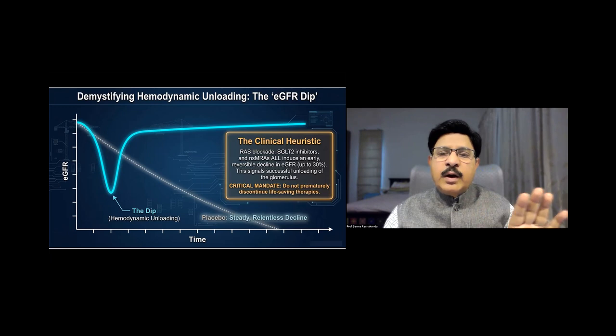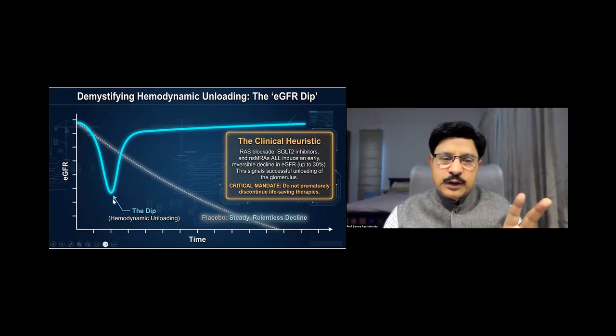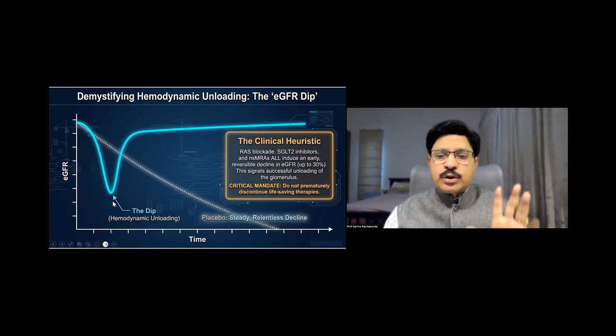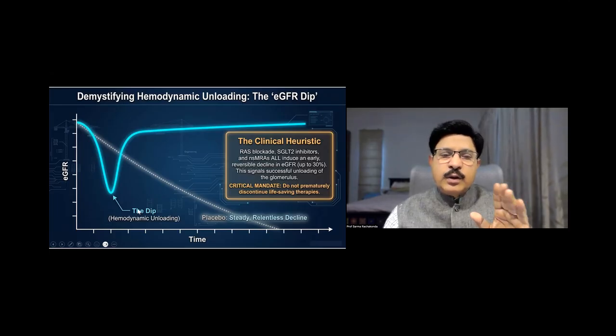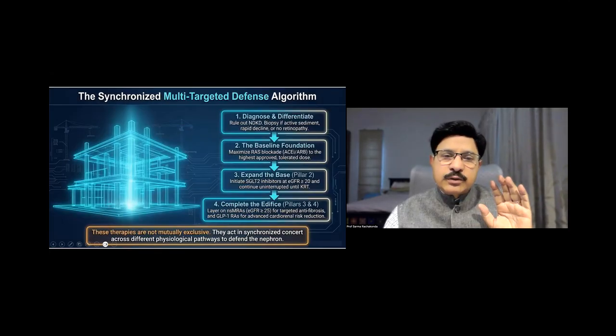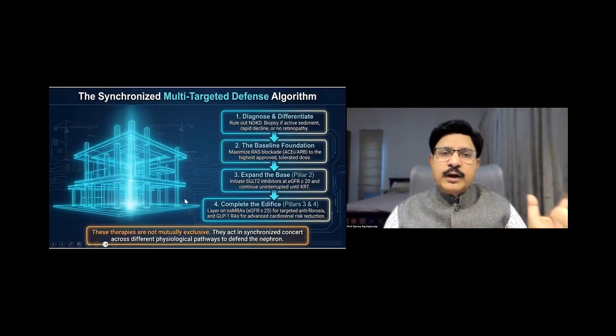Clinical mandate: do not prematurely discontinue these life-saving therapies just because the eGFR is declining to start with. Okay, you have to continue this trial. Now, what are the four pillars?